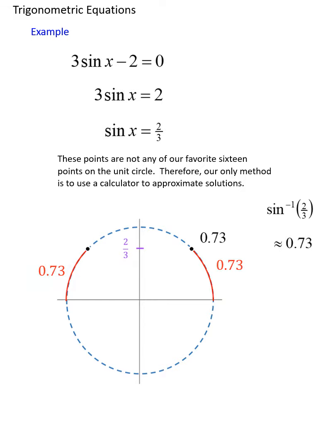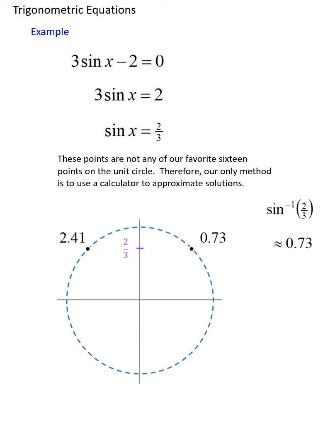Okay, well, follow this. If this arc has a length of pi, as we know it does, and this arc has a length of 0.73, then this arc must have a length of pi minus that. And if you work that out on a calculator, it'll give you approximately 2.41.